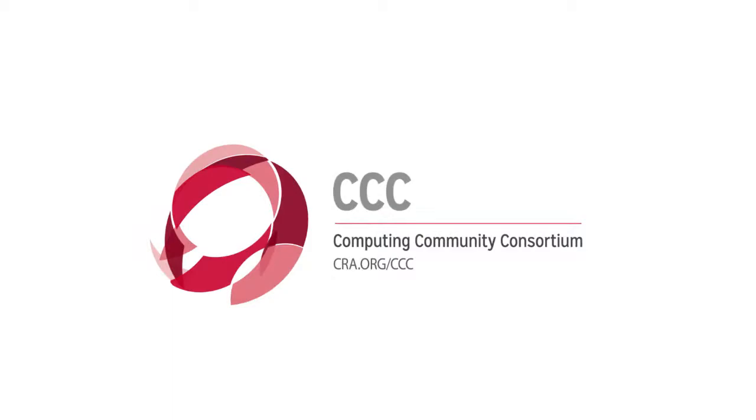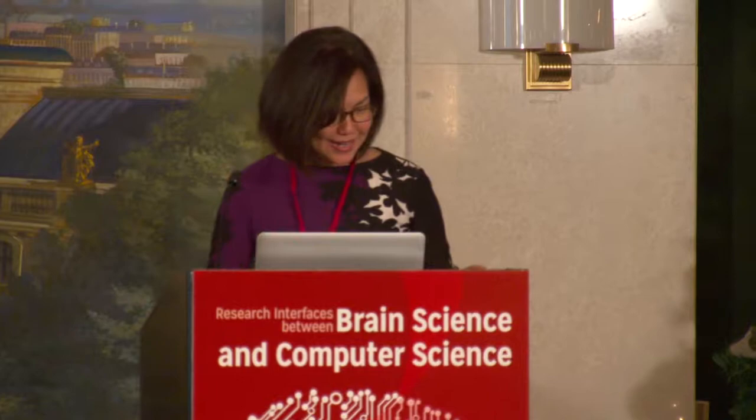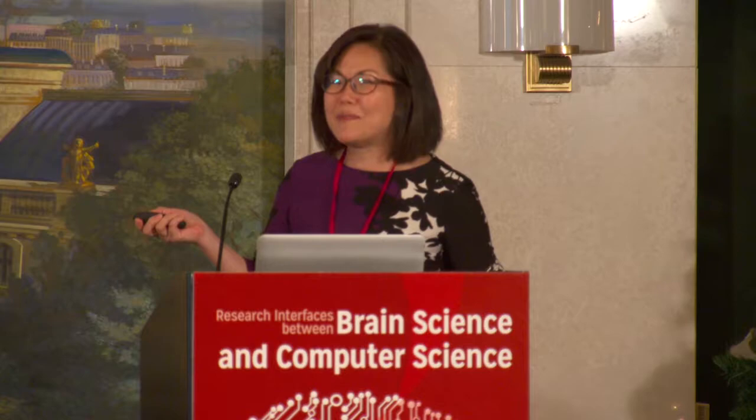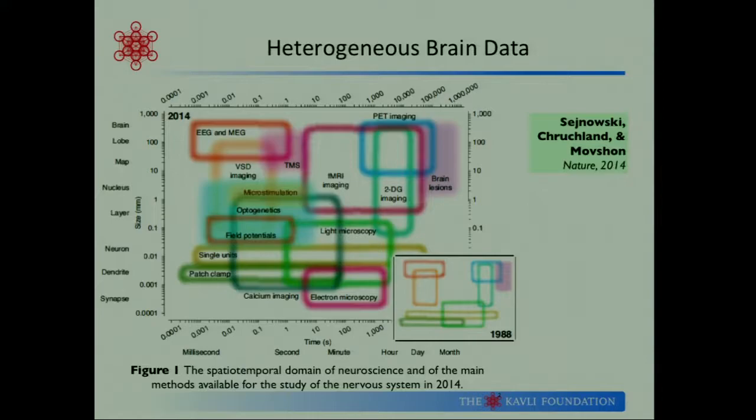So welcome, everyone. Neuroscience, brain science, and cognitive science data sources are really diverse. I'll begin with one slide that comes from Terry Sejnowski et al., who wrote a wonderful commentary in Nature earlier this year, showing the data sets coming from diverse space and time elements, at the level of cells all the way out to the whole organ brain, and different time points from as little as sub-milliseconds all the way to months and years.